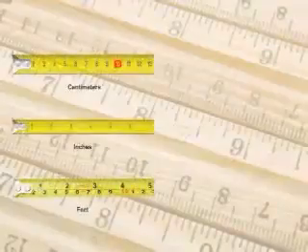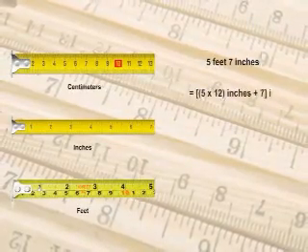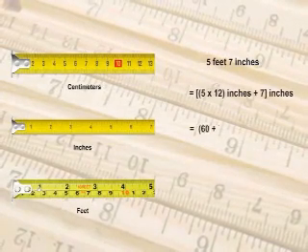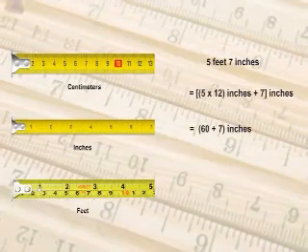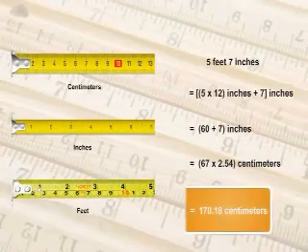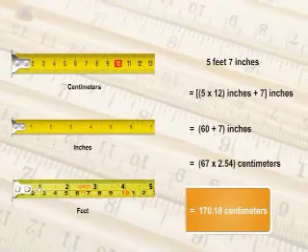For example, for an input of 5 feet and 7 inches, the program calculates the total inches by multiplying the length in feet by 12 and then adding the remaining inches to this sum. It then applies the conversion formula, 1 inch equals 2.54 centimeters, to find the length in centimeters.